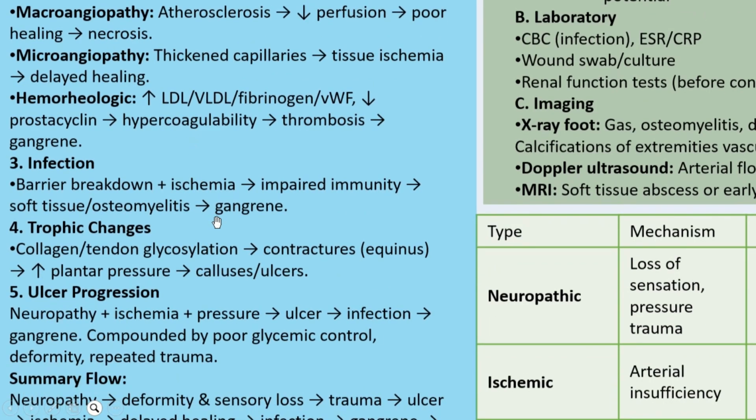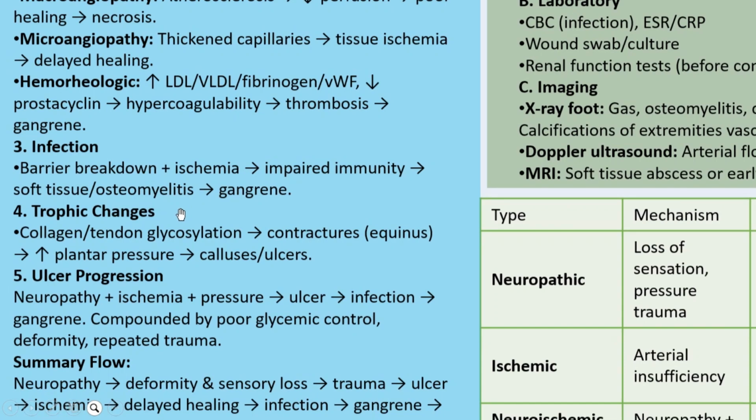So, when we look at infections, they are going to be a predisposition as well as an outcome. So infections can lead to the formation of an ulcer, but the ulcer will also lead to infection. So it's kind of a loop. So infection can cause breakdown of the barrier and ischemia, and because we have impaired immunity in these people with diabetes, we end up with soft tissue infection or osteomyelitis, and that's going to cause gangrene.